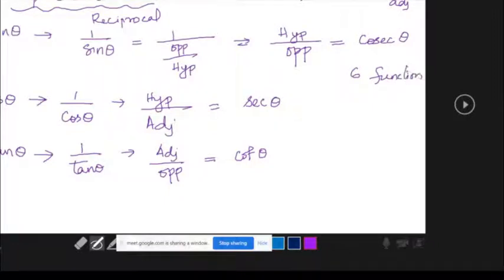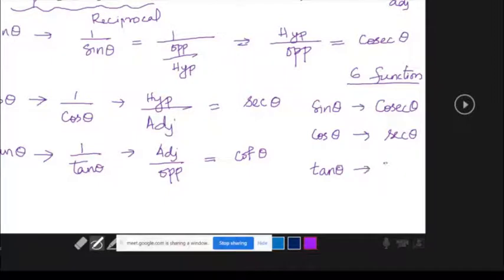What are the 6 functions? First one is sin theta, cos theta, and tan theta. Then the reciprocals: cosec theta, sec theta, and cot theta.